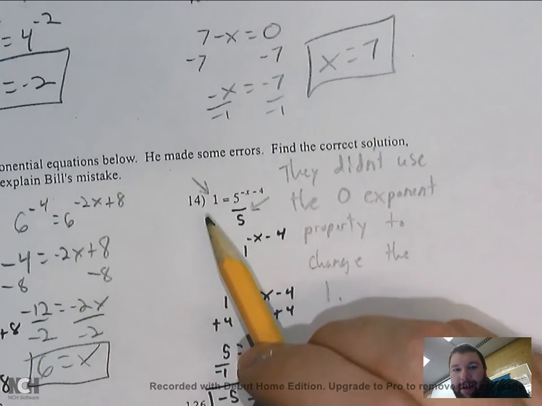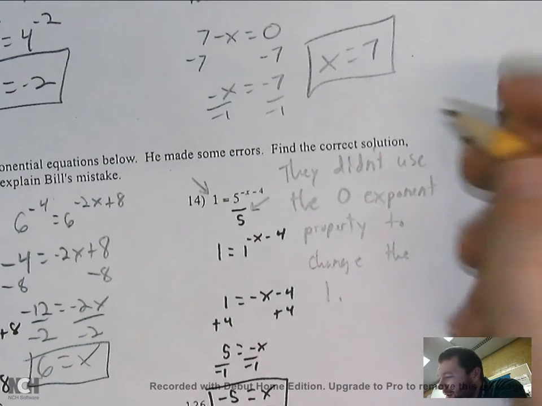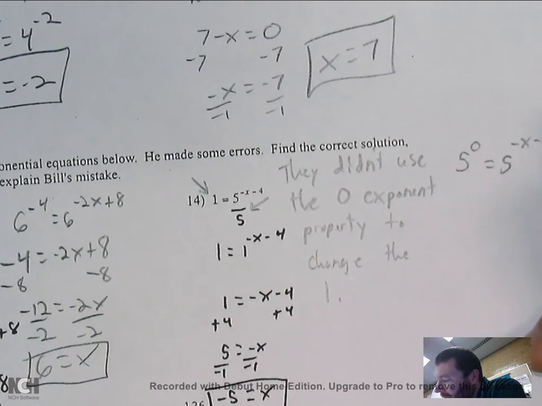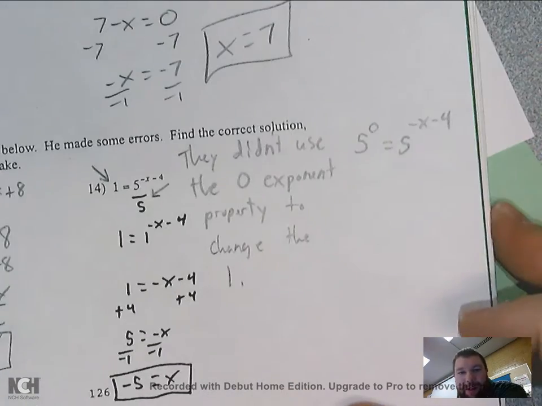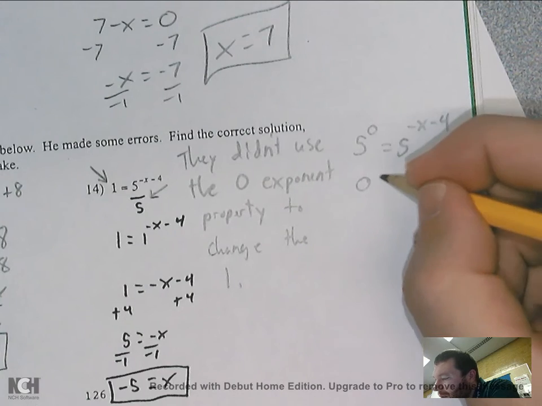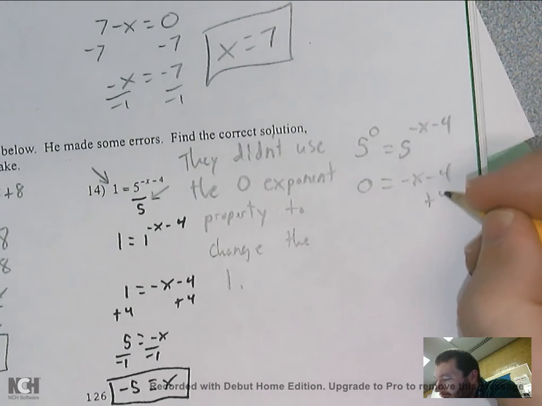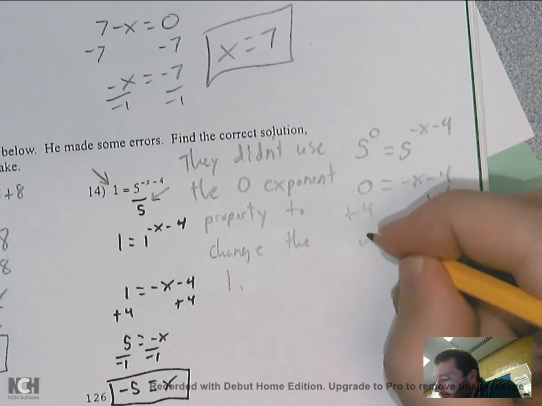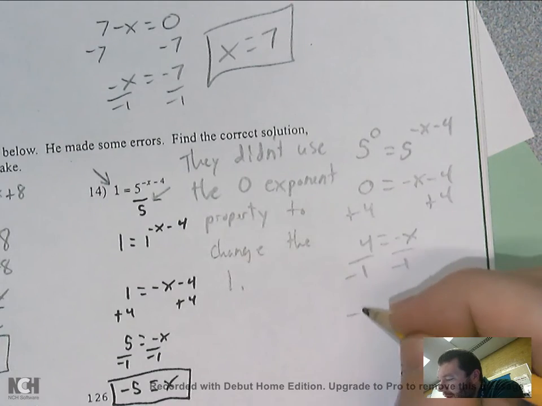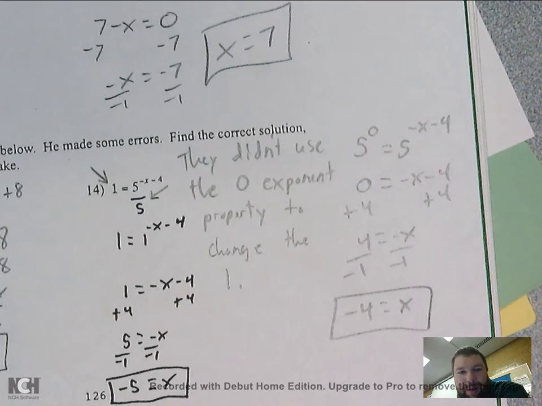What they should have started with is changing this to 5 to the 0. So 5 to the 0 is equal to 5 to the negative x minus 4. That should have been their first step. Now they have the same base. They're going to drop the bases and set them equal to each other. 0 is equal to negative x minus 4. They should add 4 to each side, giving you 4 is equal to negative x. Divide by negative 1 gives you negative 4 is equal to x, and that would be your answer.